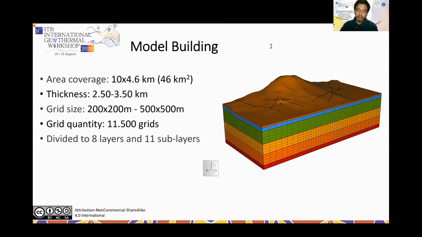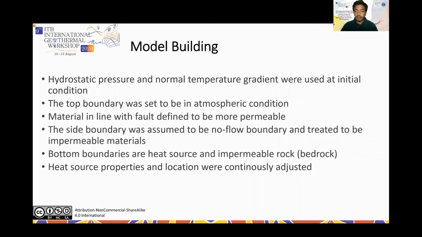The model is divided into 8 layers and 11 sublayers, with some of the top layers following the real topographical condition. The total number of grid blocks is about 11.5 thousand pieces by using rectangular grid type. Some parameters are determined to form a model that approaches the real situation in this geothermal system, which is hydrostatic pressure and normal temperature gradient used at initial condition.